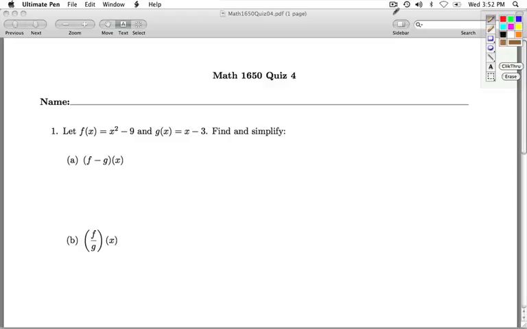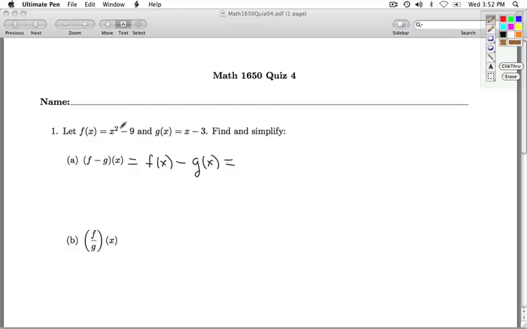Hi folks, this is College Algebra Quiz 4. We're given a pair of functions f and g and we're asked to find and simplify these other functions. So, to find the function f minus g of x, we mean to take the formula for f of x and subtract from that the formula for g of x.